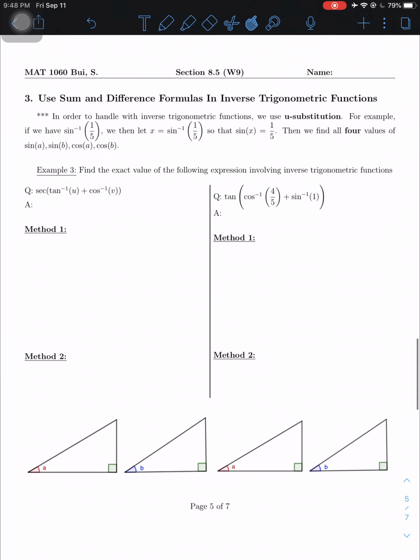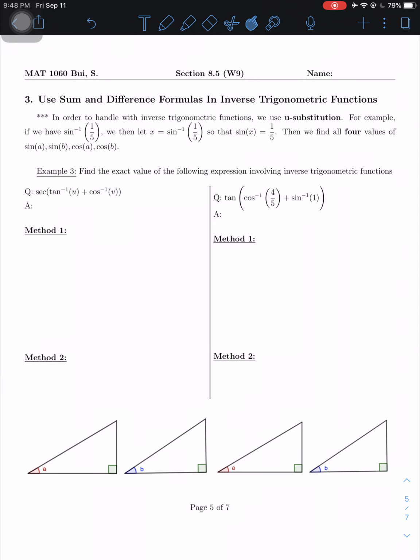Objective 3. Use sum and difference formulas in inverse trig functions. Okay, so whenever you hear the words inverse trig function, I know it gives you a nightmare. Me too. But yeah, let's just get it over with.